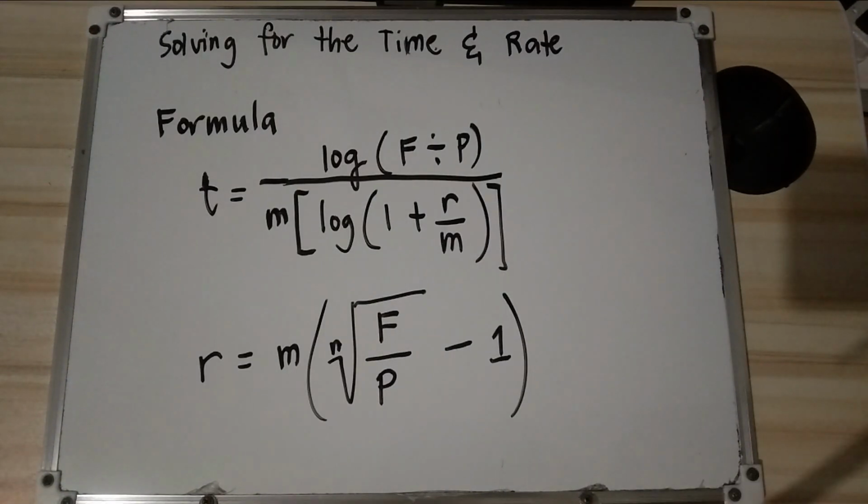Next is solving for the time and rate. Formula, T is equal to log of F divided by P all over M times log of 1 plus R over M. And for the rate, R is equal to M times the quantity of N root of F over P minus 1.